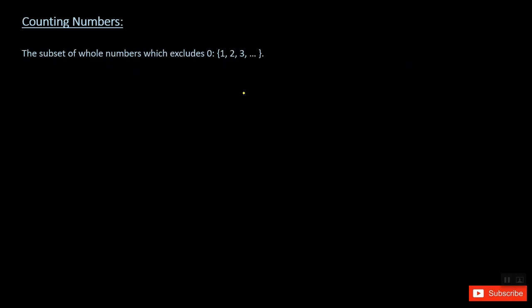Okay. Counting numbers. Counting numbers are the subset of whole numbers which excludes 0, right? So in general I can say all positive numbers excluding 0 are called counting numbers. As we have written here, 1, 2, 3, 4, 5 till positive infinity. Counting numbers are also called natural numbers. Another name for counting numbers is natural numbers, and they always start with 1.